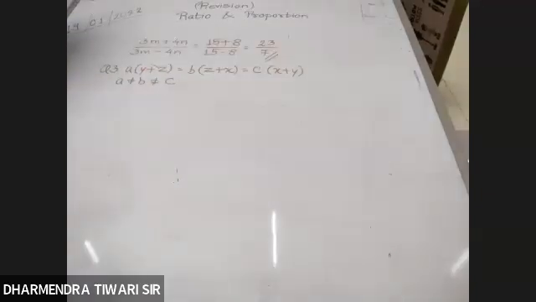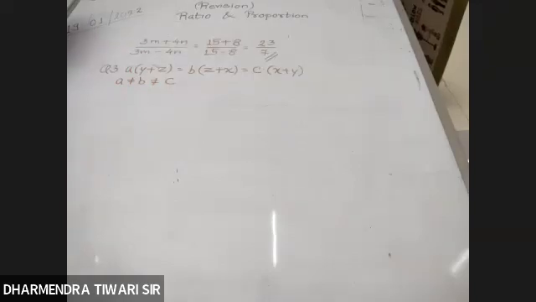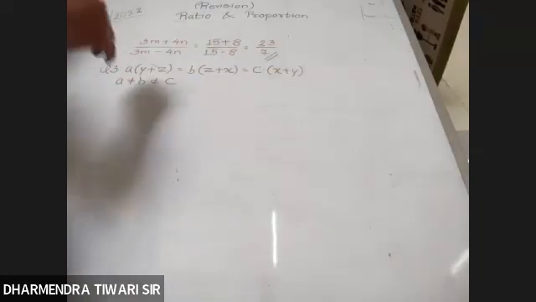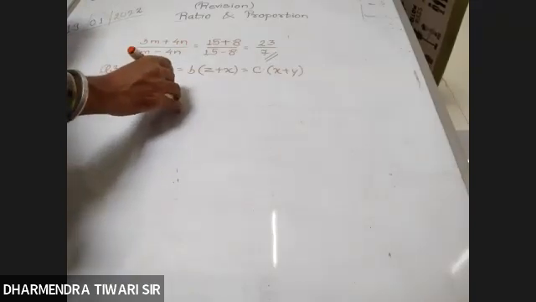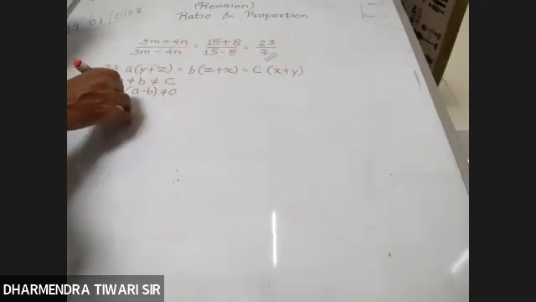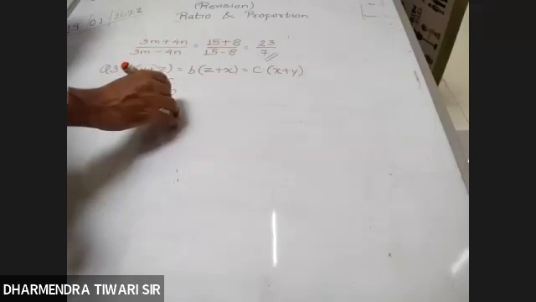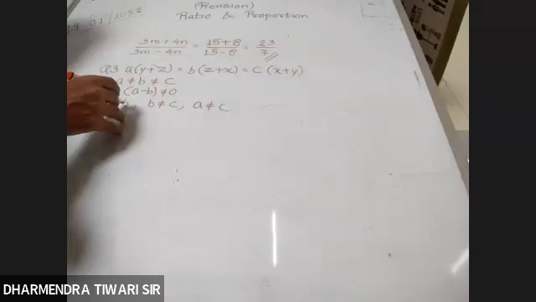Why? Because they have given the statement that out of A, B, C, no two of them are equal. No two of them means neither A is equal to B, nor B is equal to C, nor C is equal to A. By this we can conclude that A minus B is non-zero. How did you get this? Just take the combination A not equal to B, take another combination B not equal to C, take one more combination A not equal to C. So from here, what will we get?